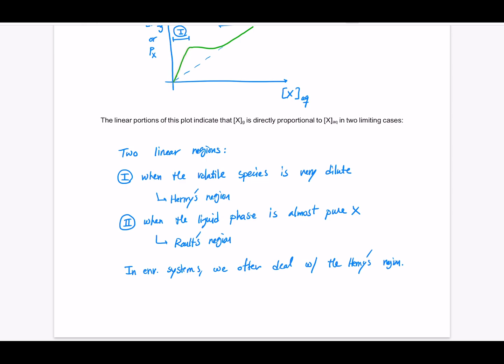So long story short, the concentration in the aqueous phase is linearly related to the concentration in the gas phase. And now we're looking for this constant, this slope, because this is constant no matter what specific part of the Henry's region we're dealing with. And that constant is basically Henry's constant, which correlates the concentration from the gas phase to the liquid phase, or vice versa.